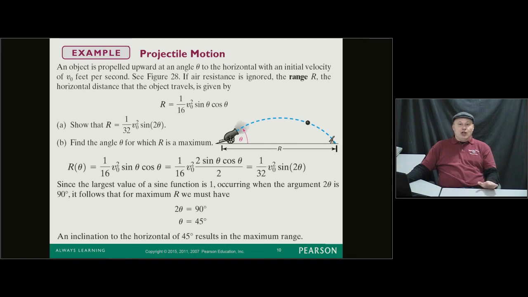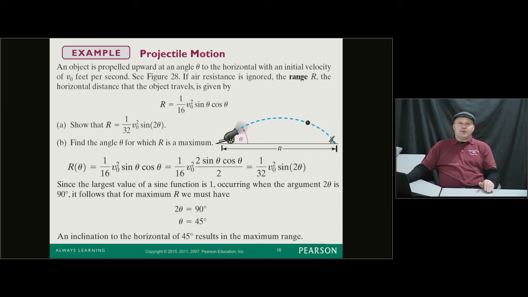Anything lower than 45 degrees is not going to give you a maximum distance. You'll hit the ground. If you go above 45 degrees, you'll get more height on the projectile, but you won't go as far. Anybody that's ever thrown a football kind of knows that. If you throw a football straight out in front of you, you don't get much distance. But if you loft it at a 45-degree angle, you get more distance. Same principle is being applied here.